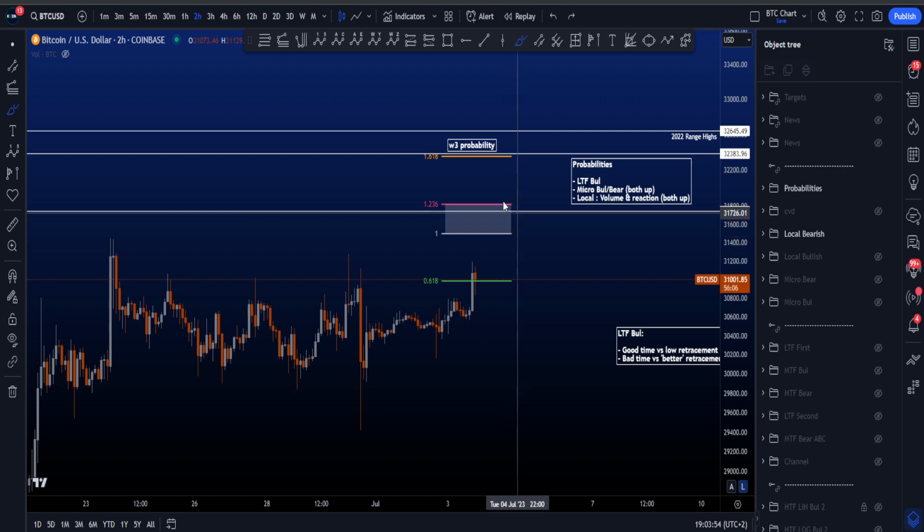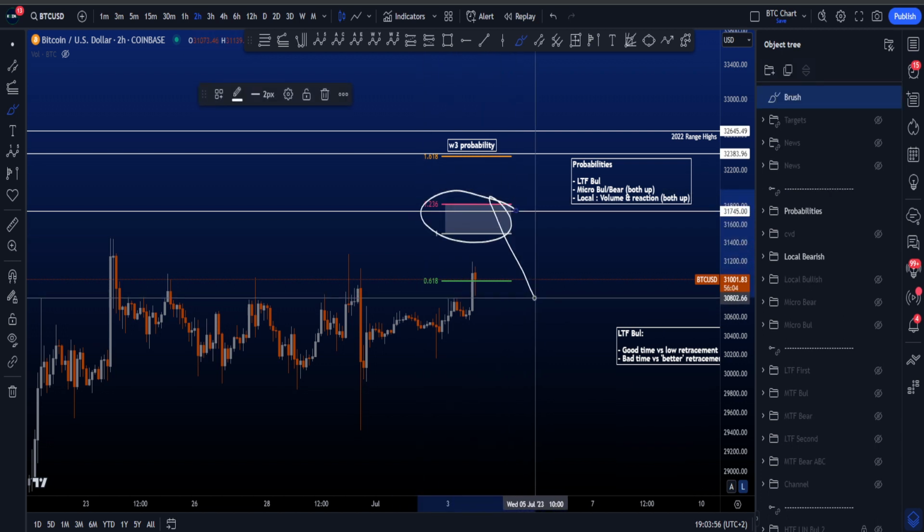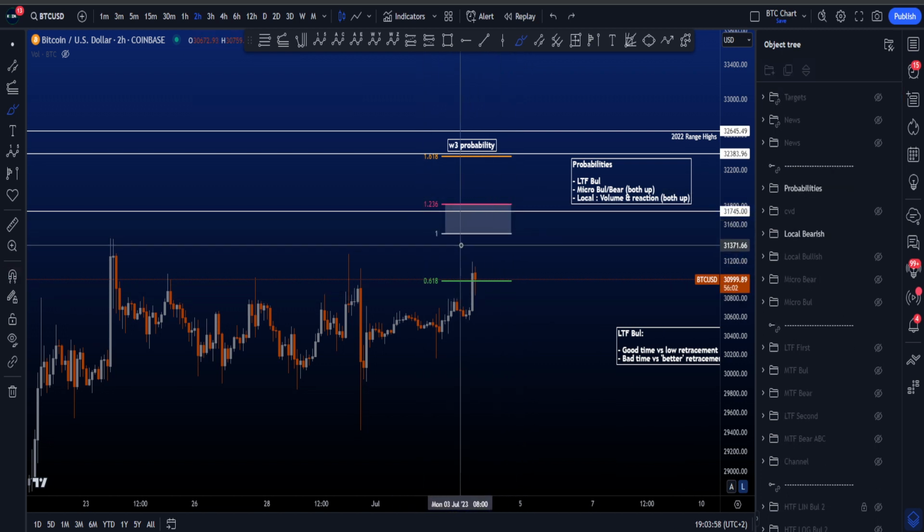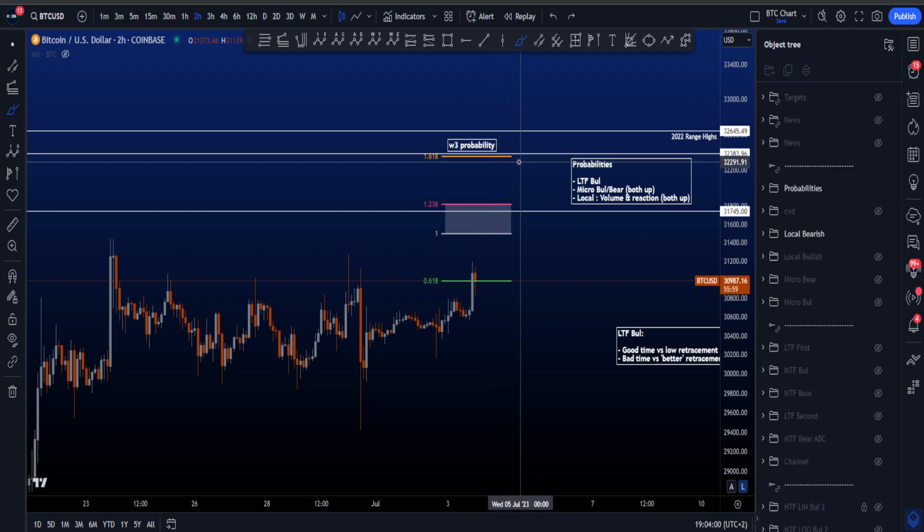The big question is, are we going to find resistance here and move down? Then the bearish scenario is still active. Are we going to push through to the 1.618? Then the bullish scenario gets a higher probability.